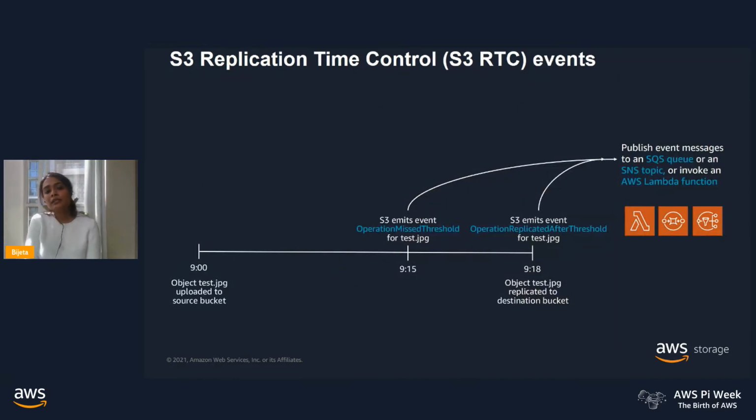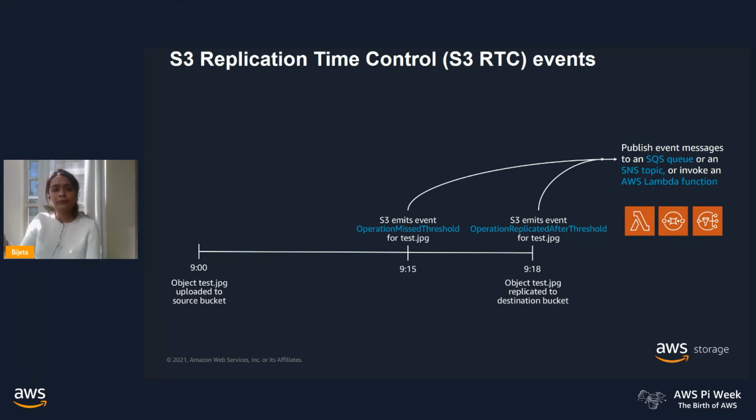There are 3 primary events with S3 RTC that I want to share today with all of you. And customers can monitor these events through Amazon SQS, SNS, and Lambda. The 3 events are Operation Failed Replication, Operation Missed Threshold, and Operation Replicated After Threshold. In this slide, we are demonstrating how a customer might use the Operation Missed Threshold and the Operation Replicated After Threshold to monitor the recovery point objective.